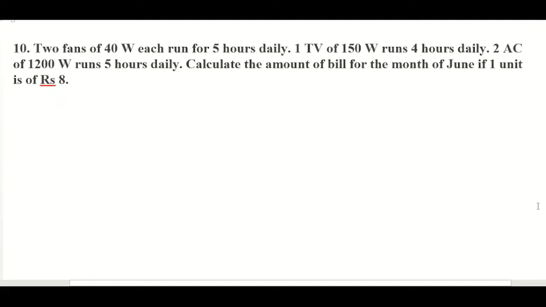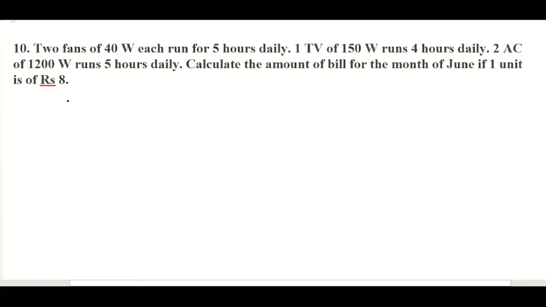Question number 10. Two fans of 40 watt each run for 5 hours daily, and one TV of 150 watt runs 4 hours daily, and two ACs of 1200 watt run 5 hours daily. Calculate the amount of bill for the month of June if one unit costs rupees 8.